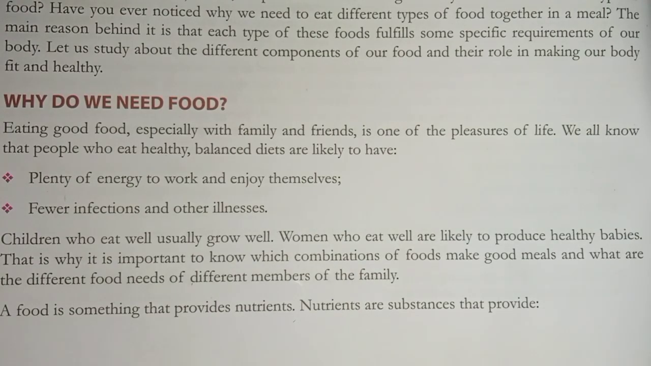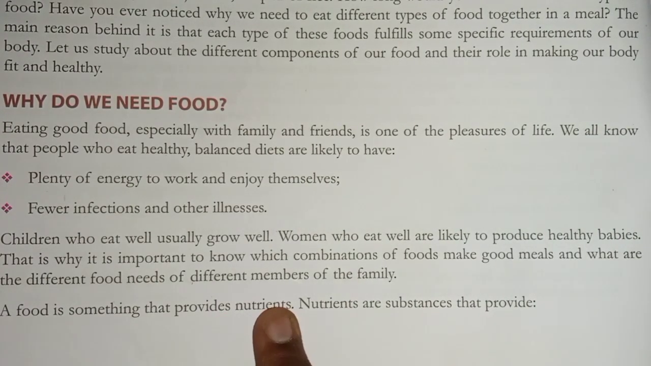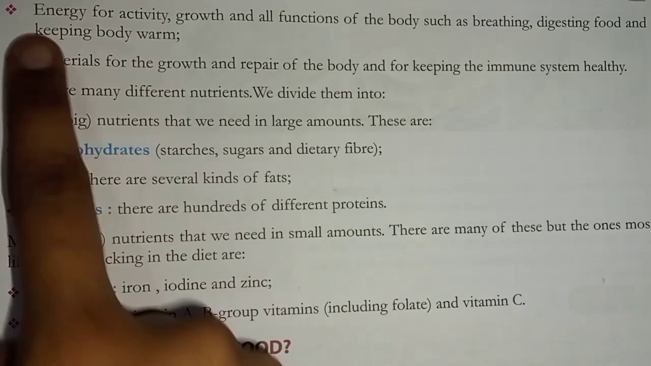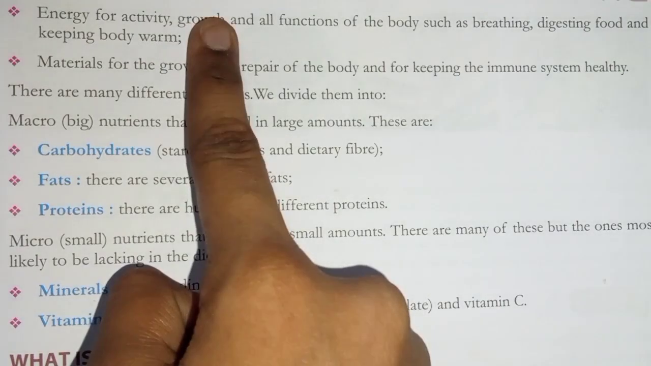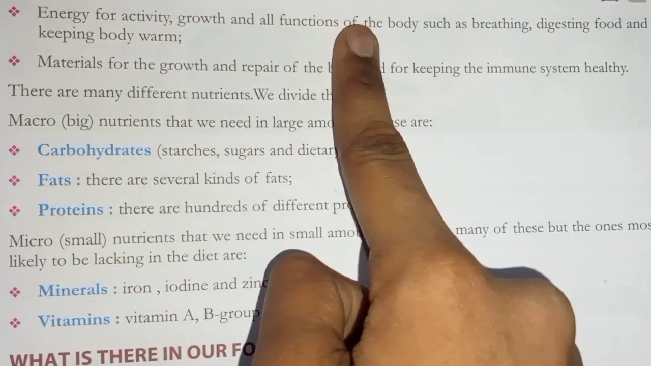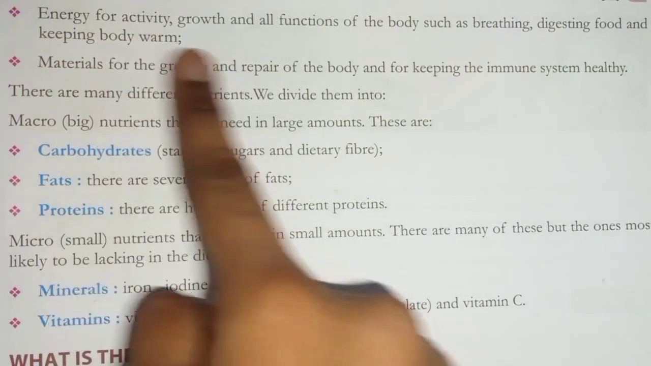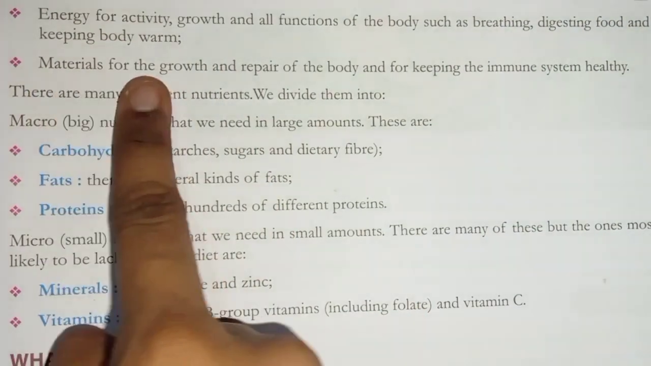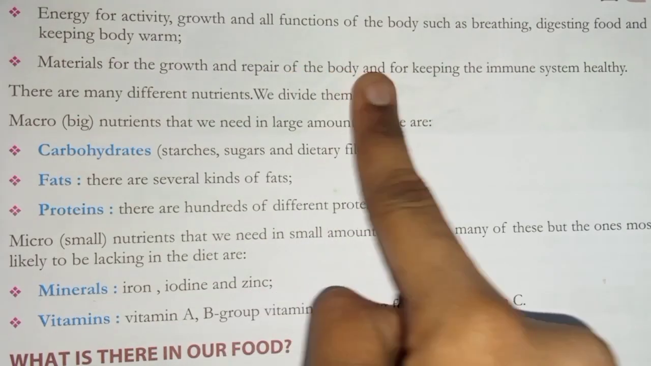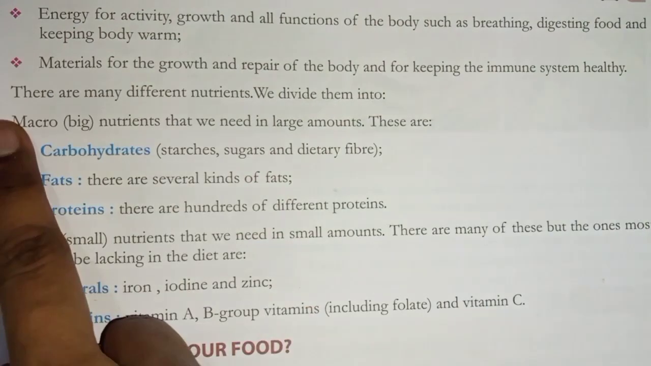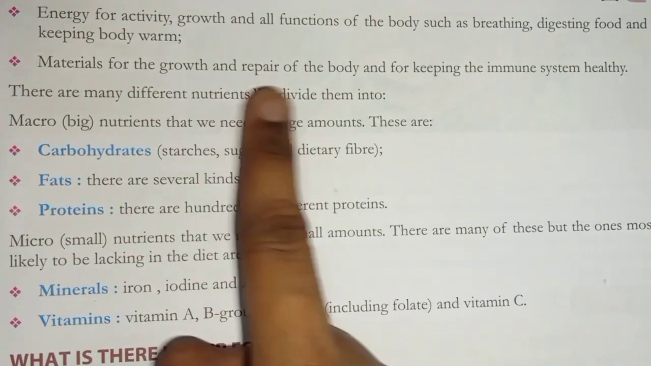A food is something that provides nutrients. Nutrients are substances that provide energy for activity, growth and all functions of the body such as breathing, digesting food and keeping the body warm. They also provide material for the growth and repair of the body and for keeping the immune system healthy. There are many different nutrients.